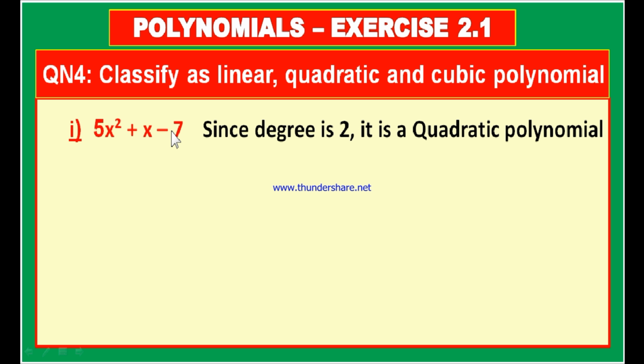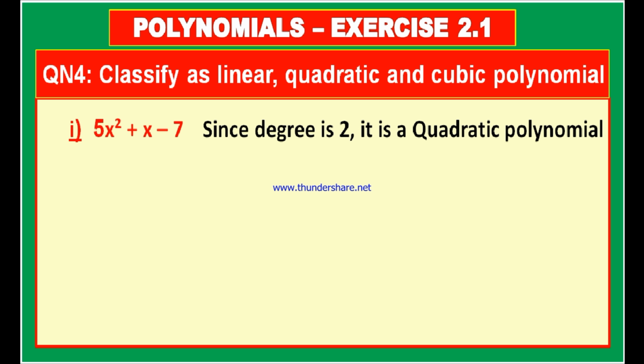Among 2, 1 and 0, what is the highest exponent? 2 is the highest exponent. Therefore, this 2 is called the degree of the given polynomial 5x square plus x minus 7. Therefore, what is the degree of this polynomial? The degree is 2. Since the degree is 2, this polynomial is called a quadratic polynomial. Is it clear? Very good.